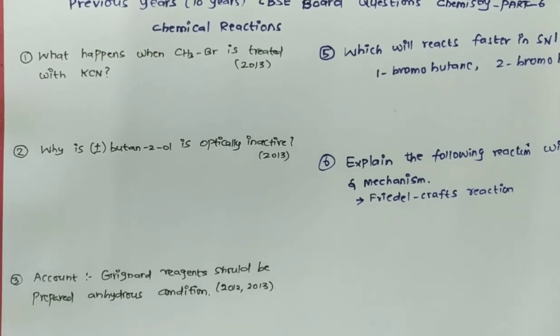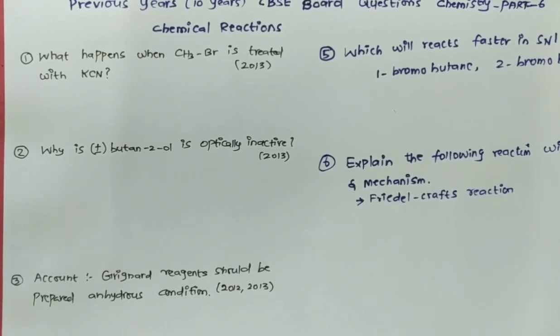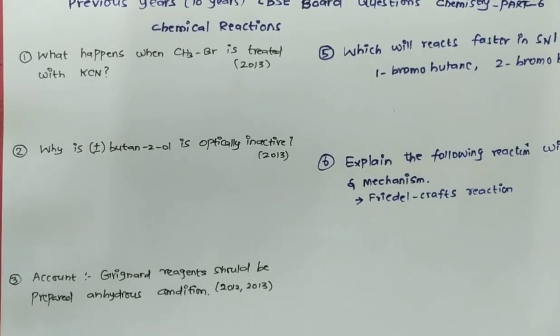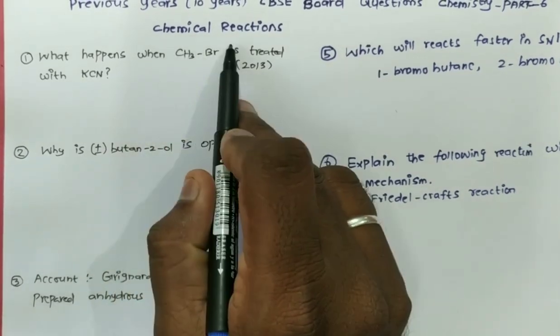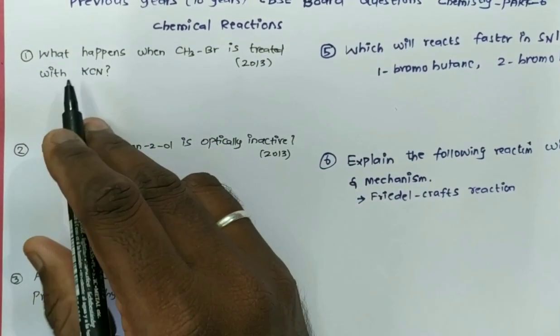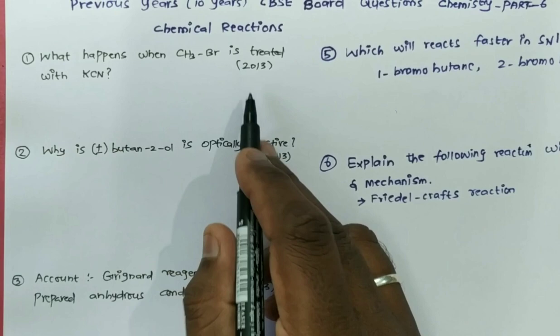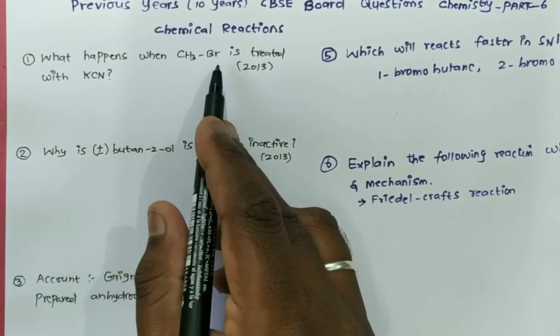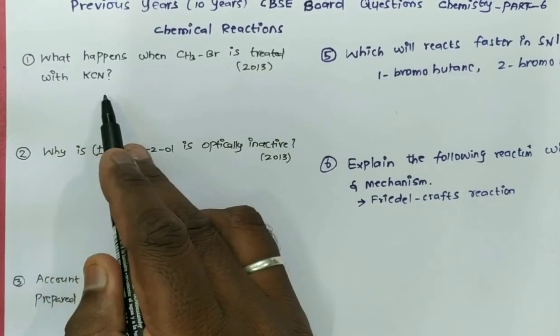Today we are going to discuss the previous years, that is, the last 10 years of CBSE board chemistry questions, part 6 in haloalkanes and haloarenes, in which we are going to discuss the chemical reactions part. So here is question number 1, which was asked in the year 2013. What happens when CH3Br is treated with KCN?